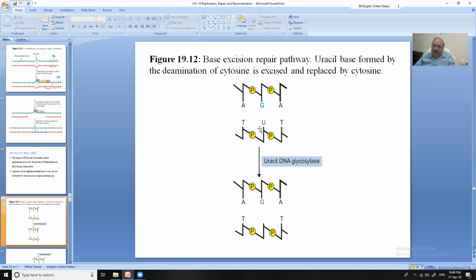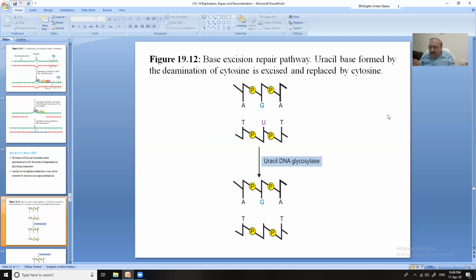So what we need to repair this U. Okay, this U will be repaired by uracil DNA glycosylase. Uracil DNA glycosylase. This U is removed. Okay, so you will find base excision repair pathway.